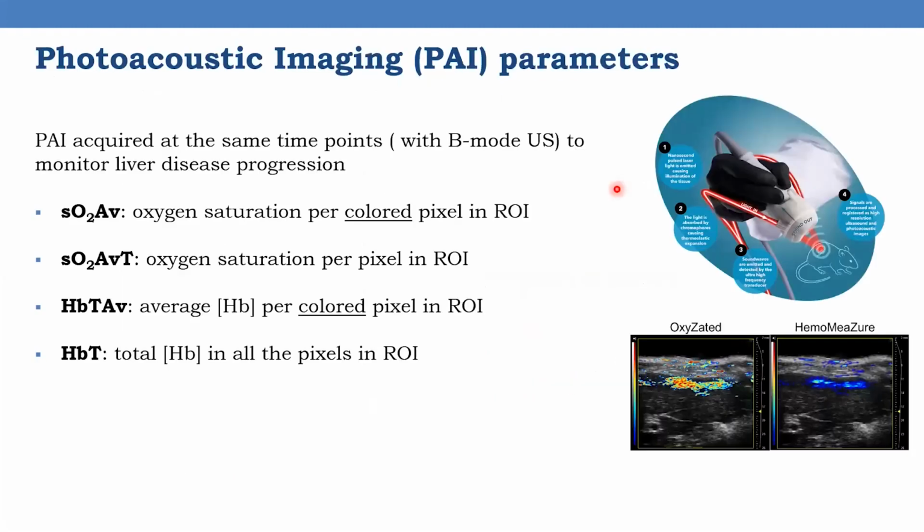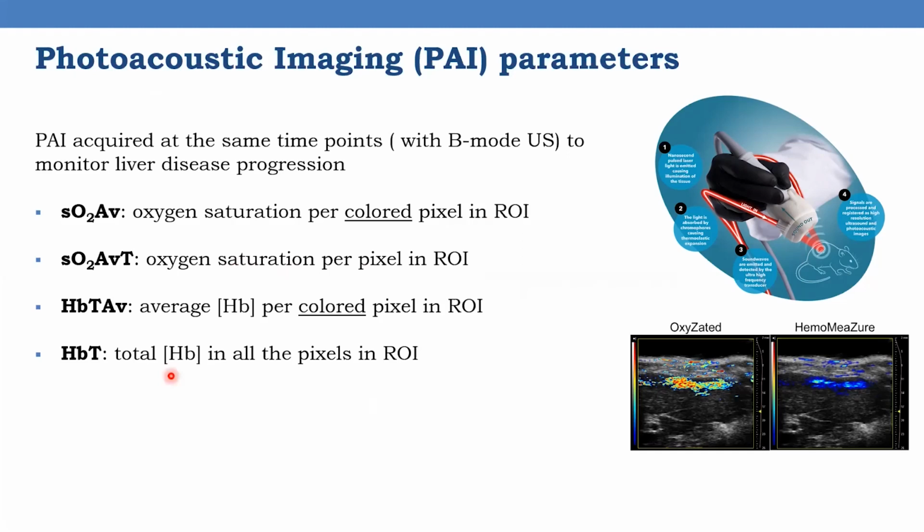Photoacoustic imaging images were acquired at the same time points as B-mode ultrasound, of course, to monitor the liver disease progression. Four parameters were measured. The first two parameters were about oxygen saturation, which included SO2 average, which is the oxygen saturation per colored pixel, and also SO2 average total, which is the saturation of oxygen per pixel.